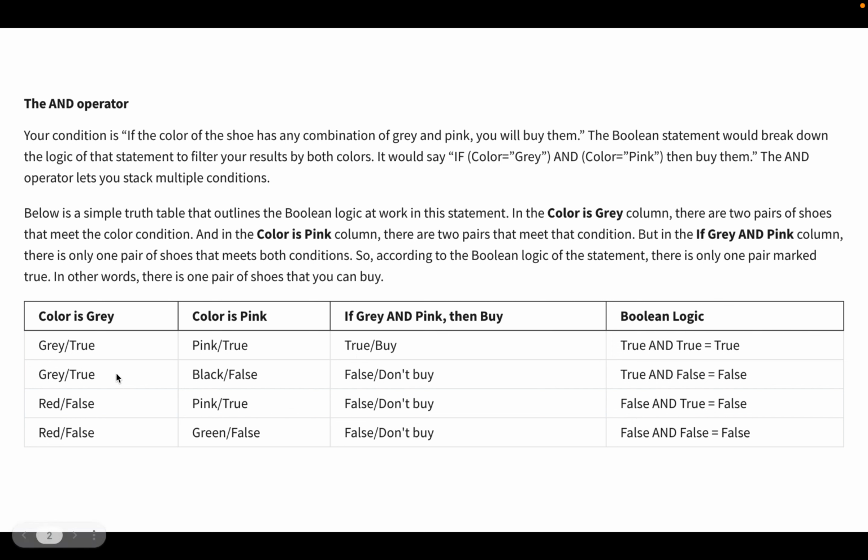Only one true, gray true, one true, right? This is true, this is false, so it's false, don't buy. One false, one true, still false, don't buy. False, still false, don't buy. So the conclusion is that if both are true, the Boolean logic is true. If true and false, false. False and true, false. False and false is false. So and is that both true, that's true.